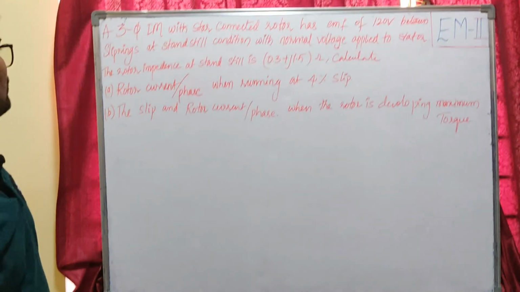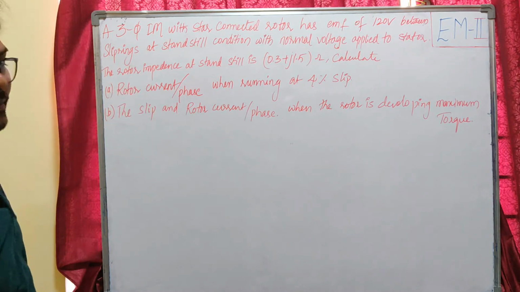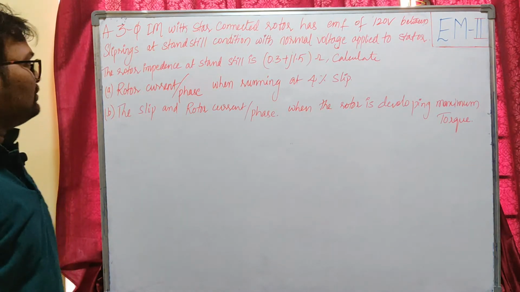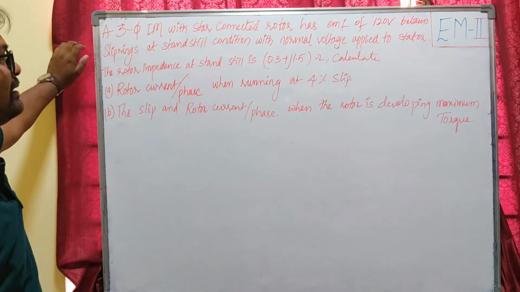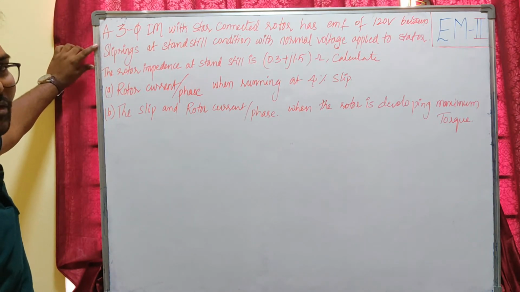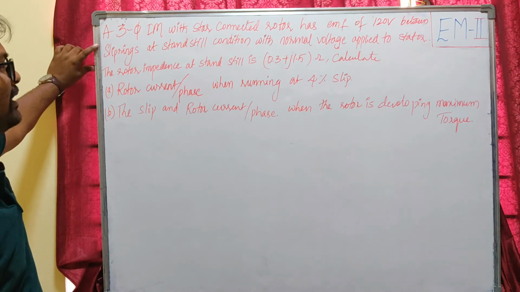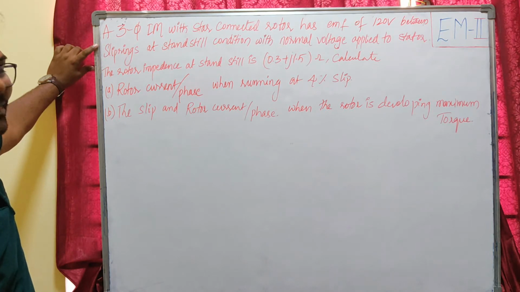So let us see another problem. A three-phase induction motor with star connected rotor has an EMF of 120 volts between the slip rings. That means we have a line to line voltage of 120 volts in the rotor circuit. It is at standstill condition when the stator is supplied with normal voltage. The rotor impedance is given as 0.3 plus j1.5 ohm. Then we have to calculate the rotor current per phase when slip is 4%, and the slip and the rotor current per phase when the rotor is developing maximum torque.